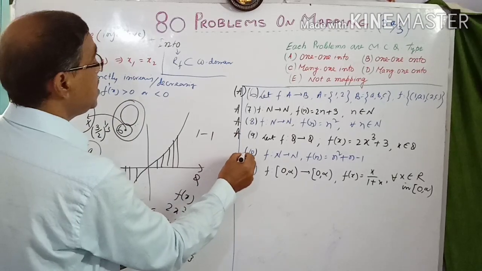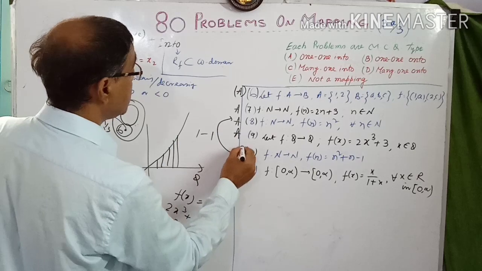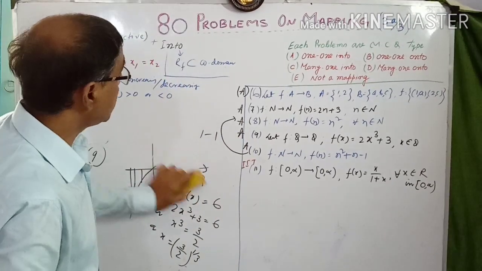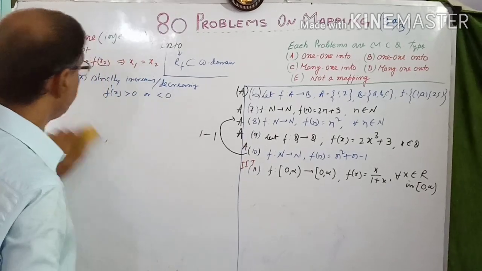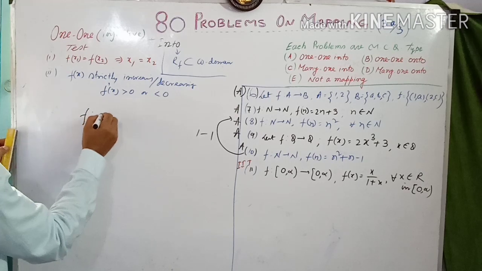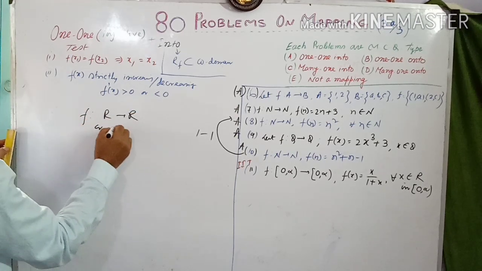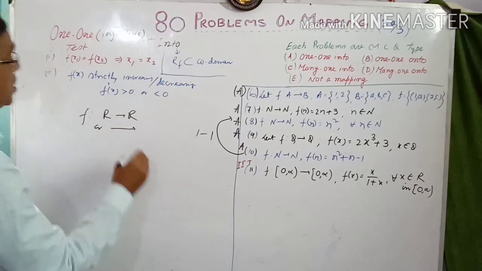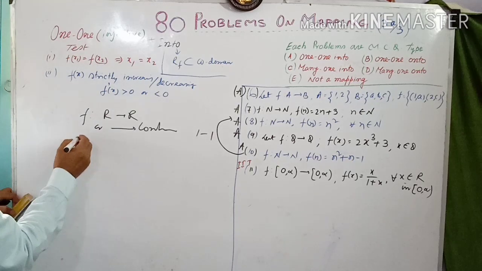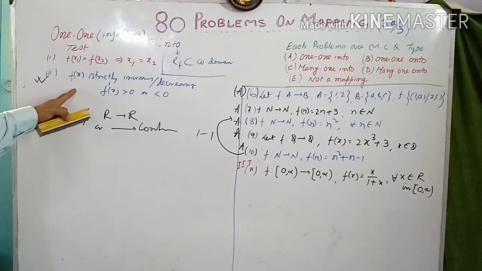This problem 10 is similar to the problem 8, so it is also the same result. Now for problem 11, when the domain and codomain are of the form R to R or any of the continuous cases, we test for these two types.